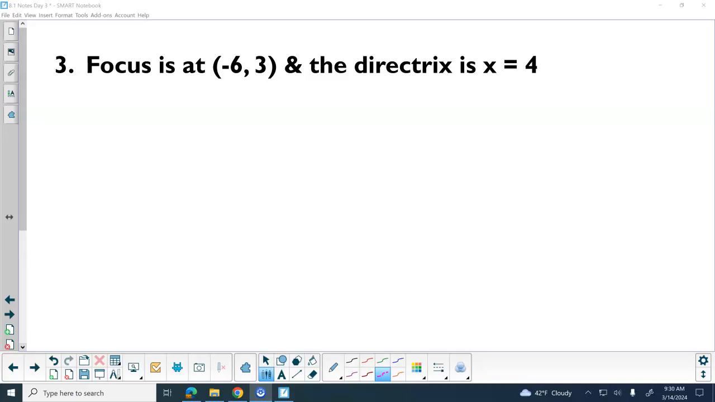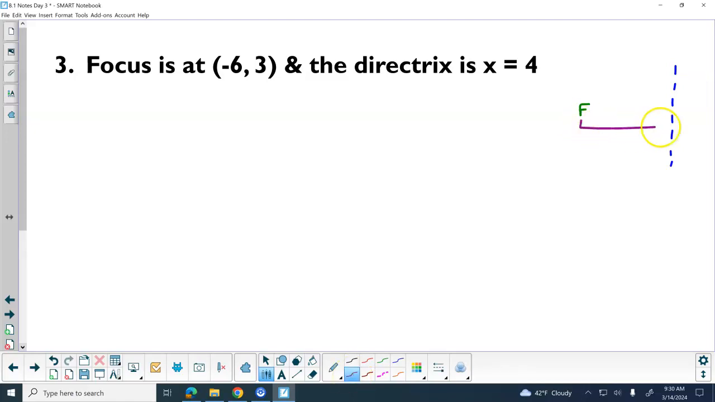So I'm going to show you how to do this one without having to use a graph. And you can always, by all means, use a graph. Okay? But you don't have to. You can just draw yourself kind of a, okay, well, my focus is at negative 6, 3. So that would be left and down. So my focus would be kind of like right there. Okay? And my directrix is at x equals 4. So that's going to be way over there. Okay? Right? So we know that halfway between them is going to be the vertex.